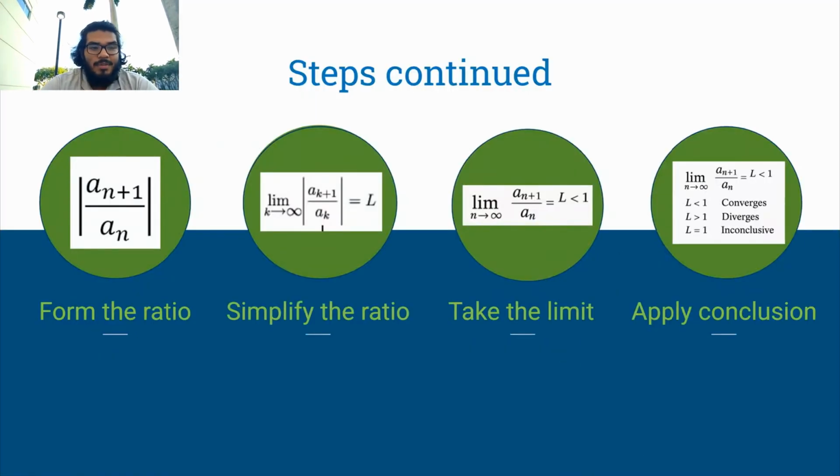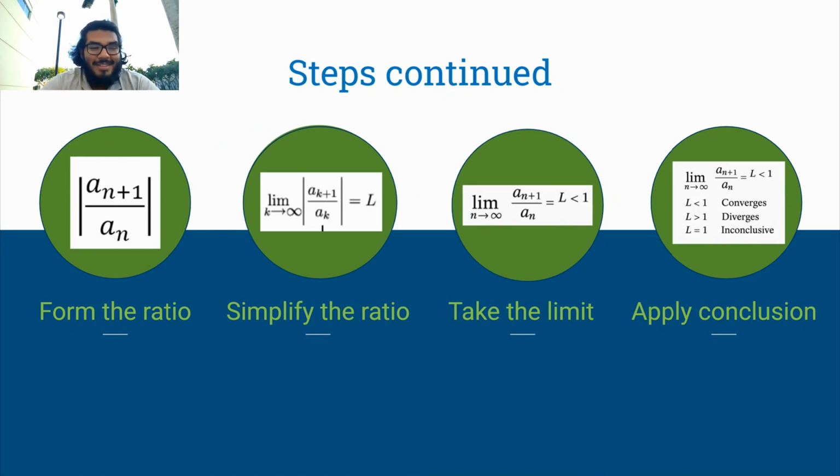Here are the continued steps. Once you have your a of n plus 1 and your a of n, you put them in a ratio. When you do this, you also have to remember to put in the absolute value to take away any negative terms. This is why it works for alternating series. Then you simplify the ratio.